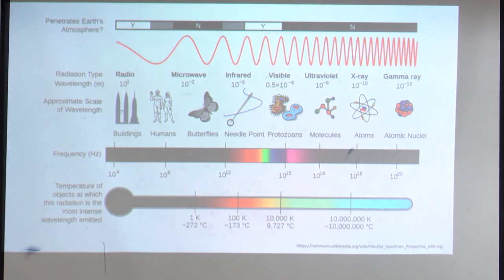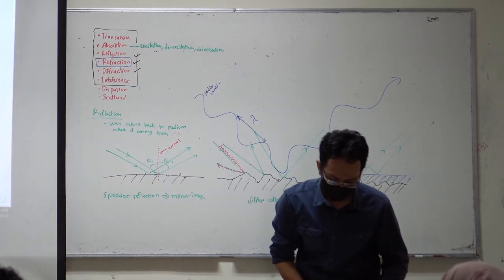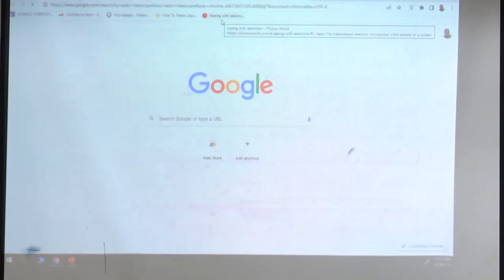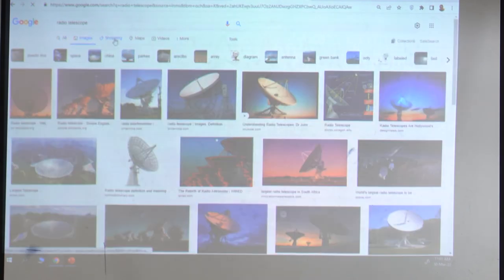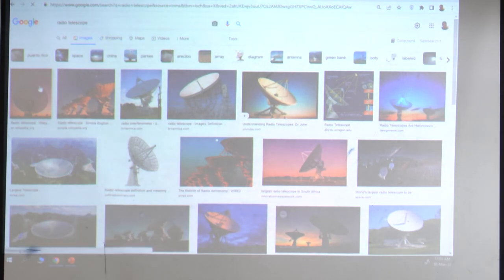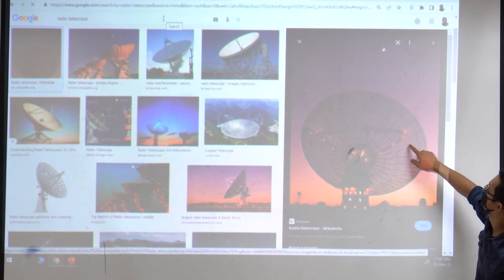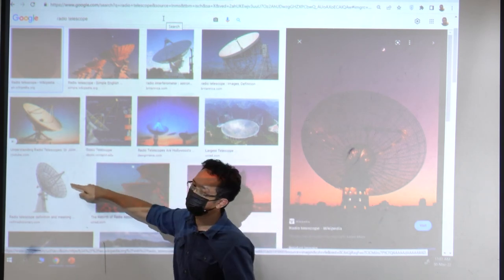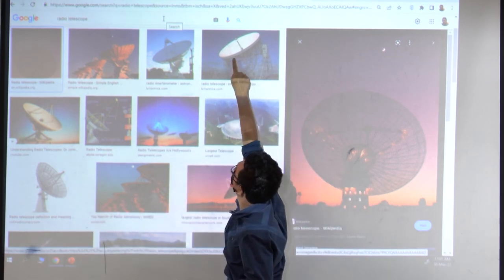So this is the reason why you see something like this. Let's say I put here a radio telescope. Let me open a picture. The internet is slow. If you look here, it's like a mesh. It's not like a solid. Some of these parabolic dishes are just a mesh of something, not fully solid like this.